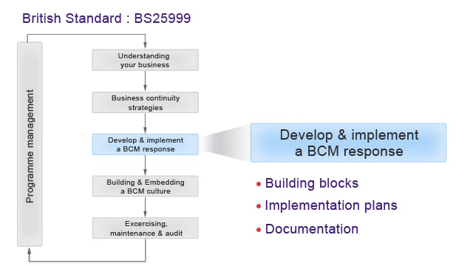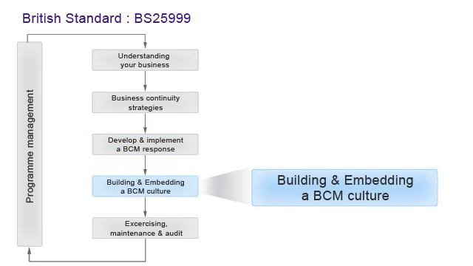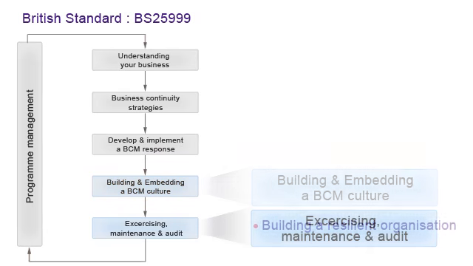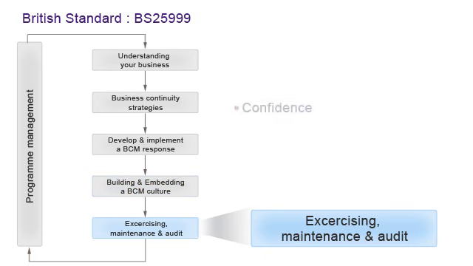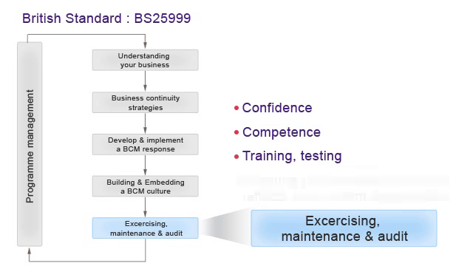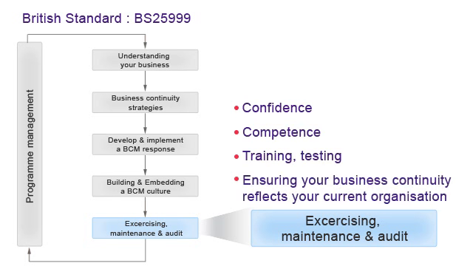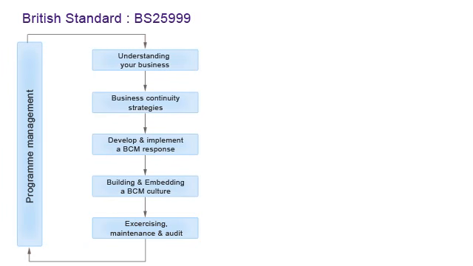Then they talk about something that's key to the development of the standard, and that's embedding a business continuity culture into your organisation. So it's making sure that you're building a resilient organisation so that people are aware of business continuity plans, risk management, and all of the protective measures that you have in place. And then they exercise an audit. So once again, that's building confidence, competence, training, testing, and making sure that your business continuity reflects the organisation as it is today. That's the British standard.